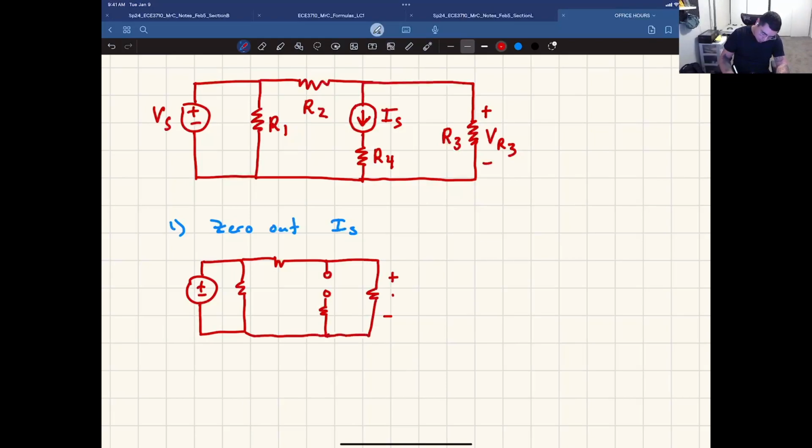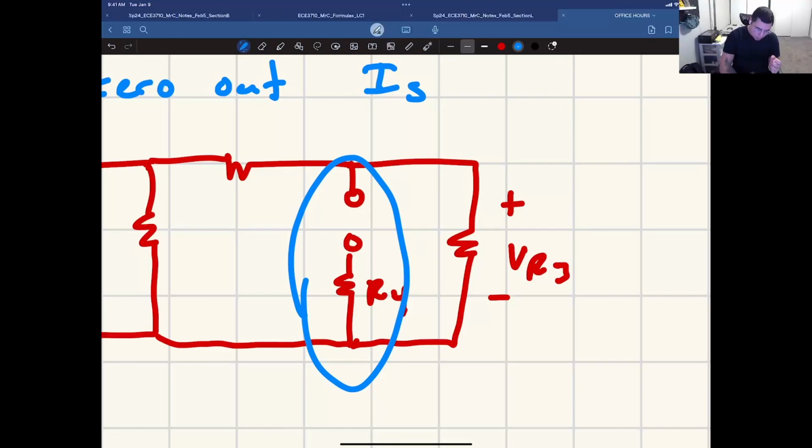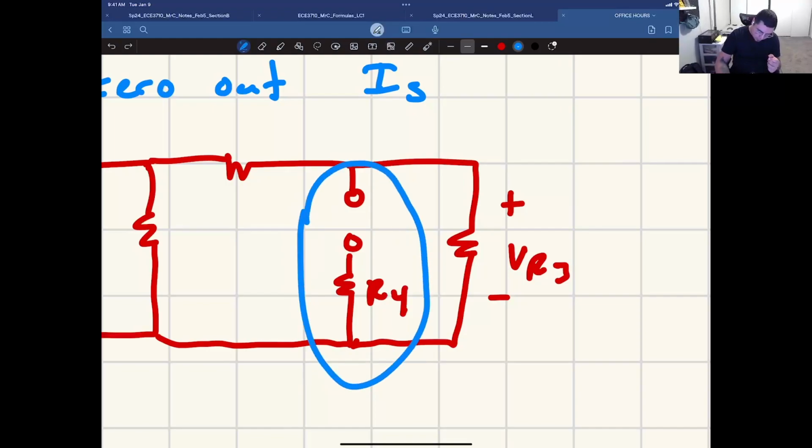And what happens to R4? Let's zoom in. R4 is in series to an open circuit. Can you redraw this part of the circuit if you have a resistor in series to an open circuit?